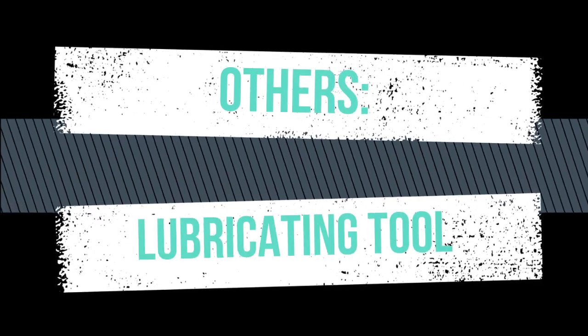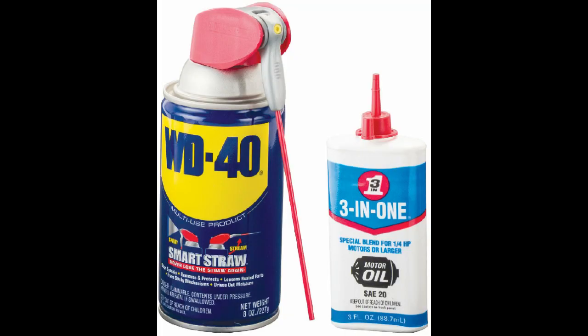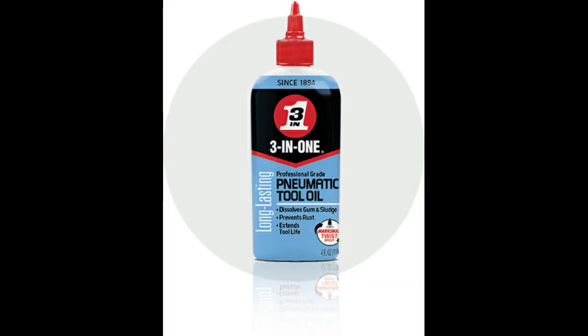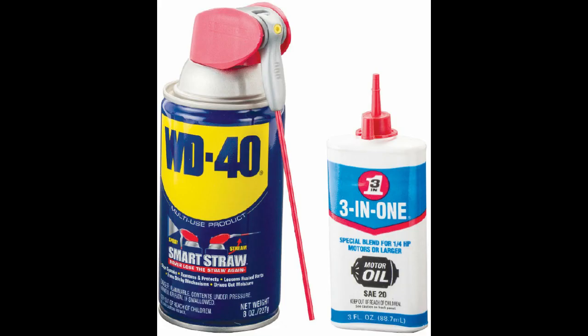Last one is the lubricating tools. Some lubricants are applied by smearing them on the surfaces to be lubricated. You will most often use a tool called a grease gun, oiler, or grease pump, especially designed to put the lubricant into the equipment through a lubrication fitting.